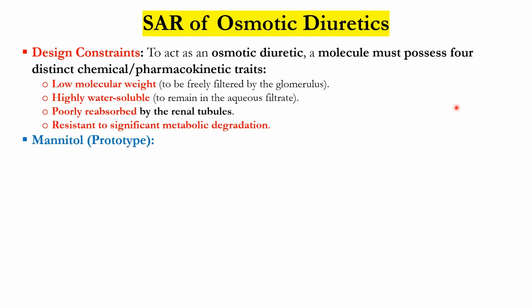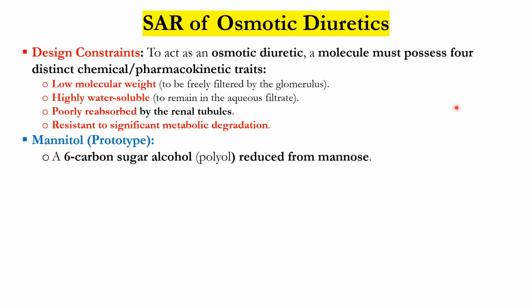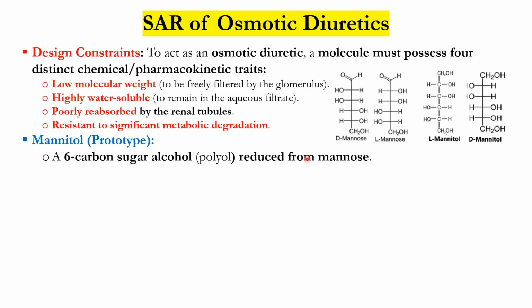Let's see the prototype, that's mannitol. Mannitol can be obtained from mannose by reducing the aldehyde form to alcohol. So it is a 6-carbon sugar alcohol. As we have already said, one of the key structural characteristics is that it should contain a number of hydroxyl groups, so it is a polyol. It is a reduced form of mannose.